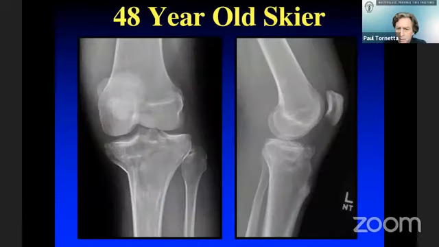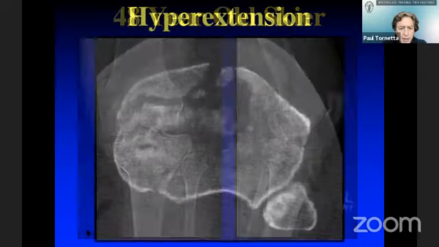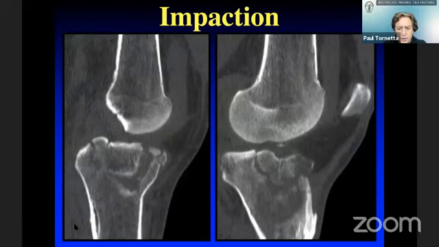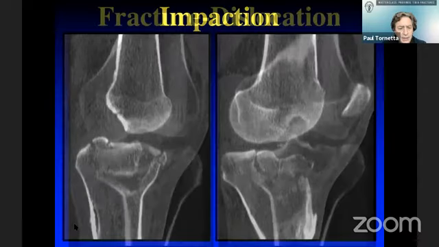Now, here's a 48-year-old skier with a total condyle. This one has anterior impaction. So this is a hyperextension fracture dislocation, which is a little bit different. And you can sort of see it here where the femur is really going anterior, leaving an intact posterior rim, which is an odd pattern, but it's one I think we have to recognize. And I've seen a bunch of these now.